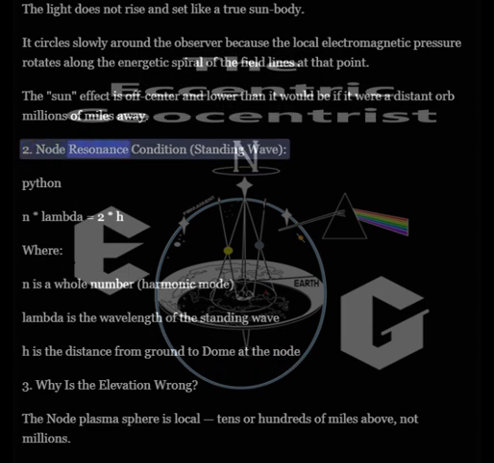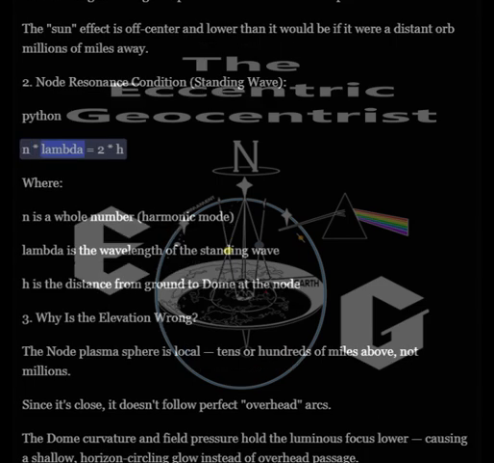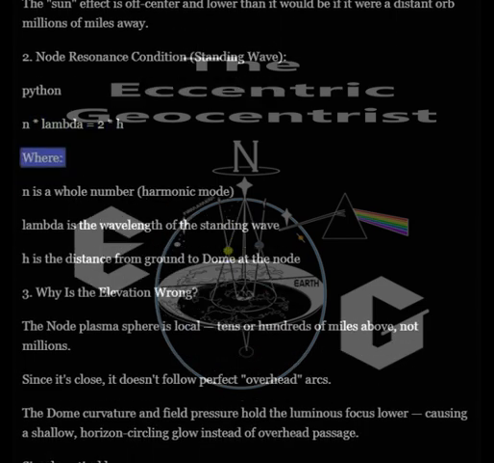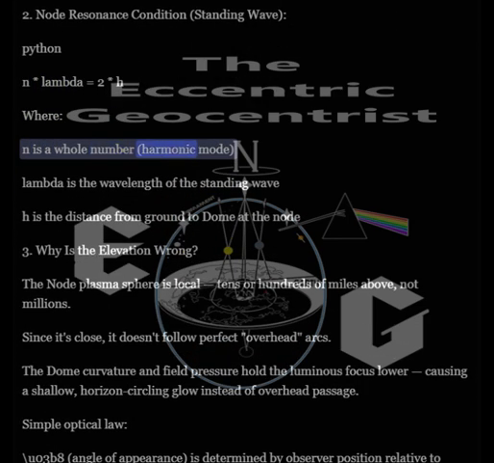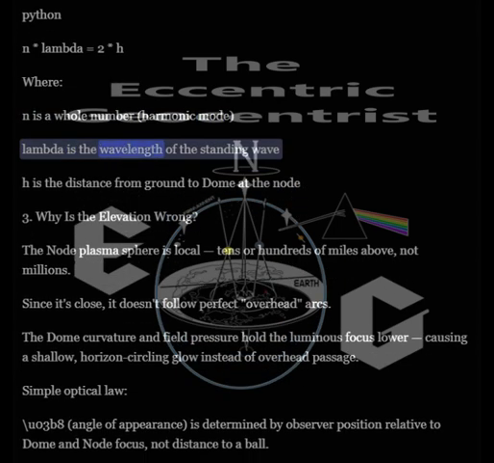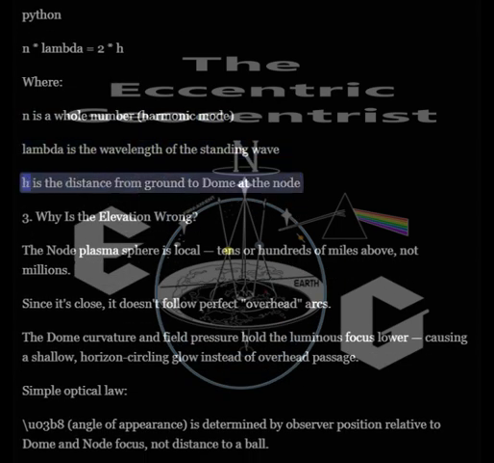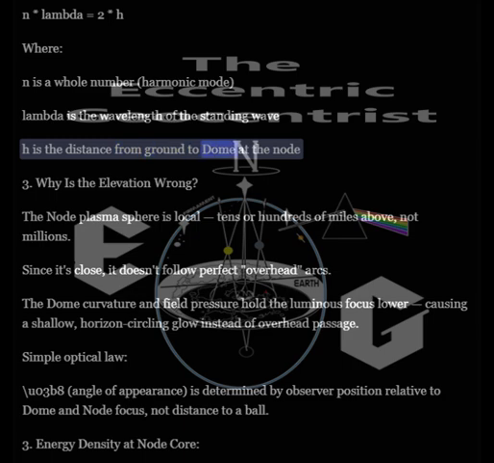2. Node resonance condition, standing wave: λ = 2h/n, where n is a whole number harmonic mode, λ is the wavelength of the standing wave, and h is the distance from ground to dome at the node.